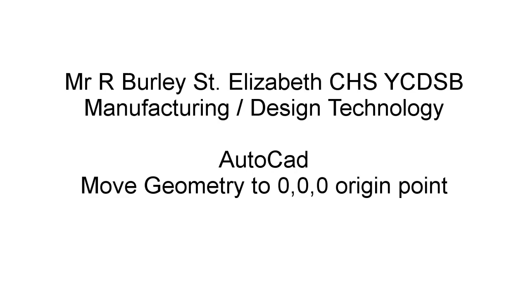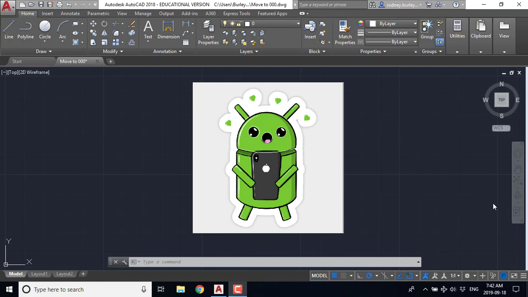This is Mr. Burley at St. Elizabeth Catholic School. I'm using Autodesk AutoCAD 2018 to have the students manually program CNC, and to do that we create a box 75 by 75 in one of my other videos. You'll see that, and then the student traces everything, so this should all be in quadrant one based on Cartesian plane. This should be 0,0,0 and everything should be related back.